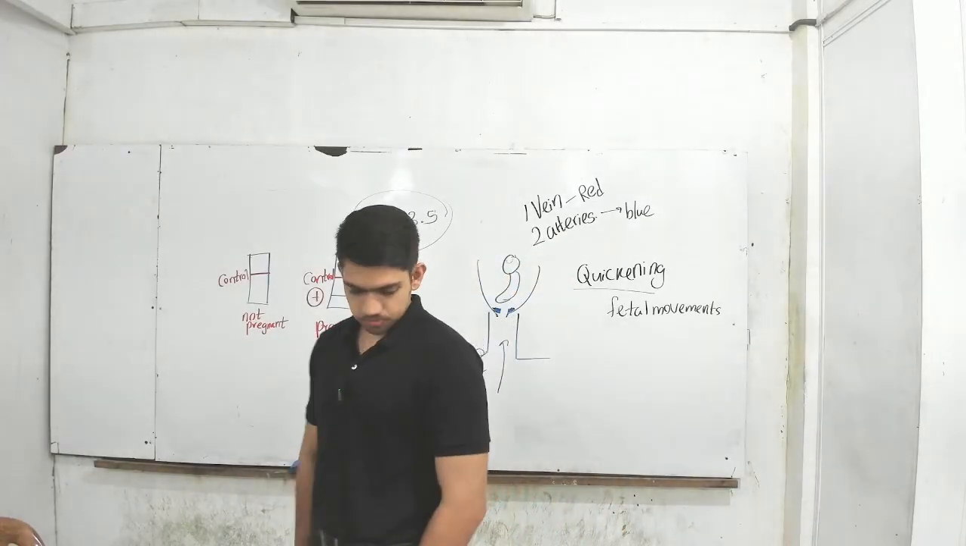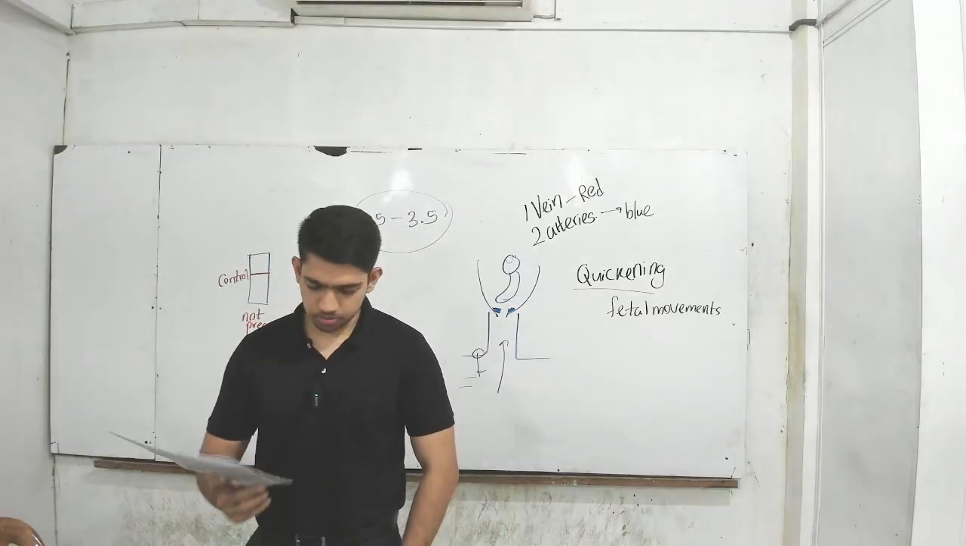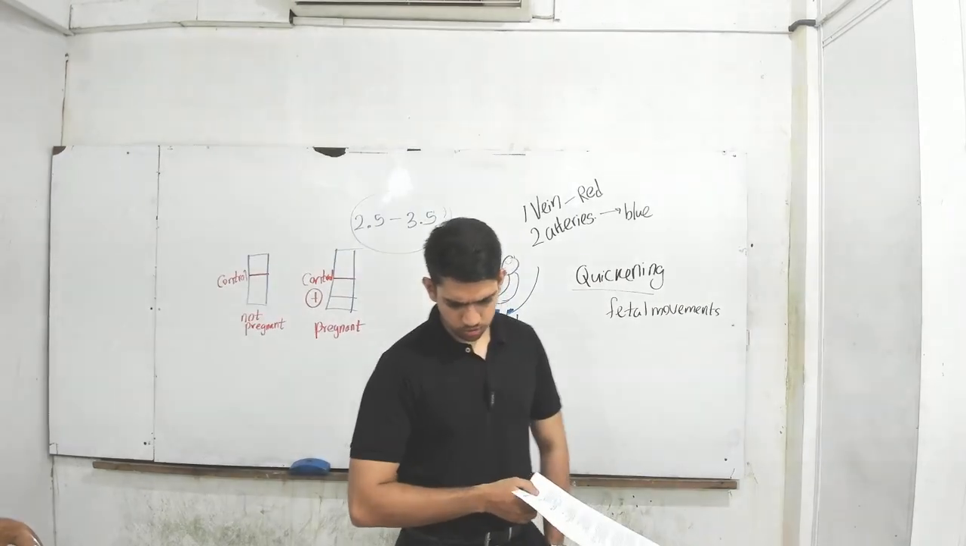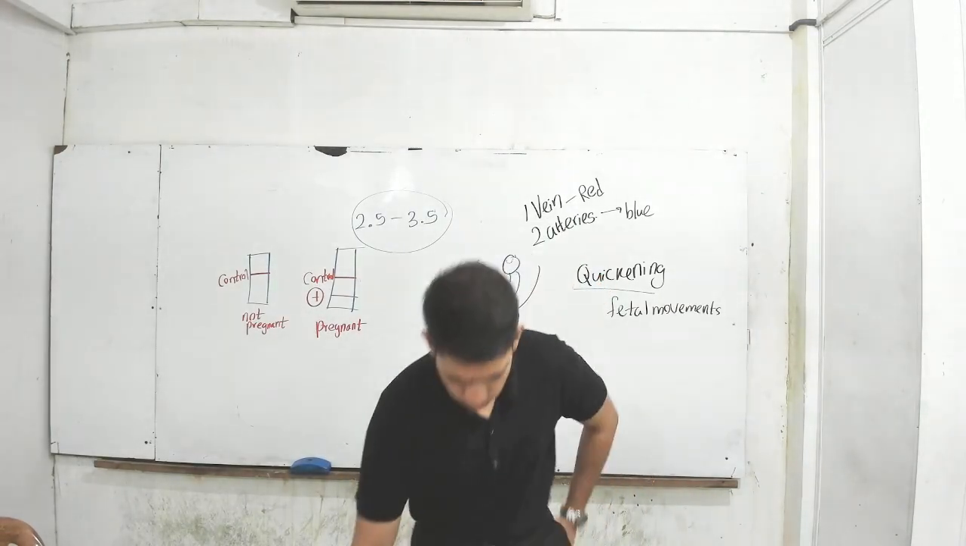Okay. What's the answer? Question number 27. Online people, what's the answer? Okay, 3.